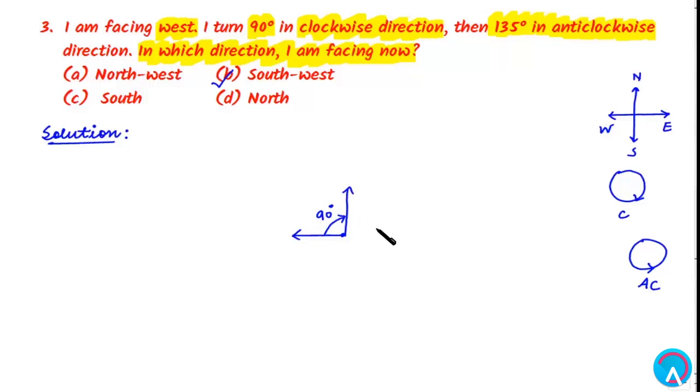And then the person turns 135 degrees in anti-clockwise direction. So anti-clockwise direction is this direction. And the person turns a total angle of 135 degrees. And now the question is asked, in which direction is the person facing now? So very clearly we can see that the person is facing in this direction, which is nothing but this direction here. So this is southwest. So B option, southwest, is the correct option.